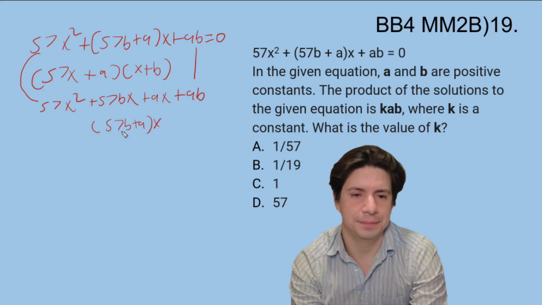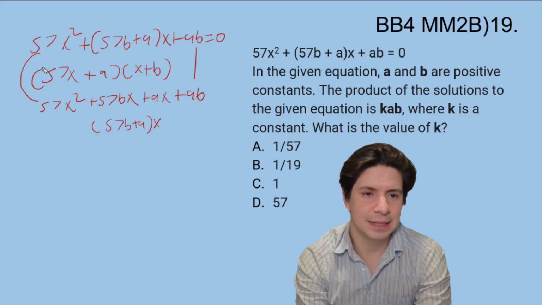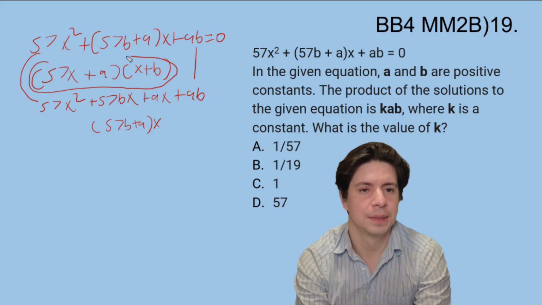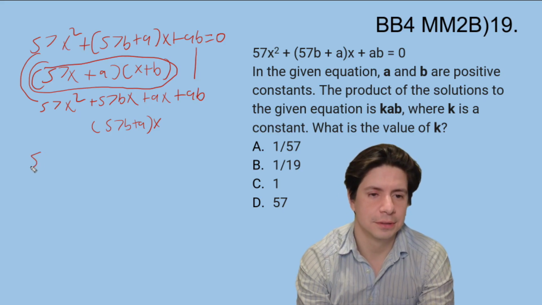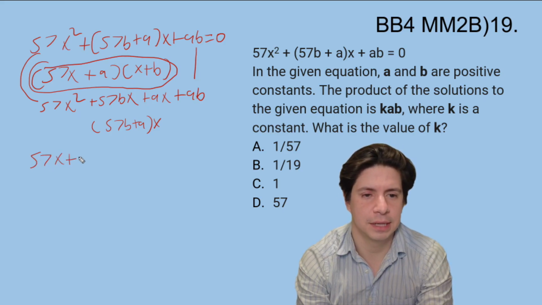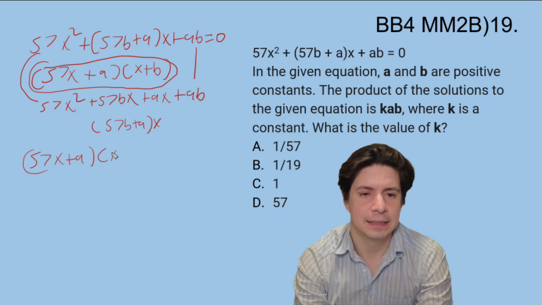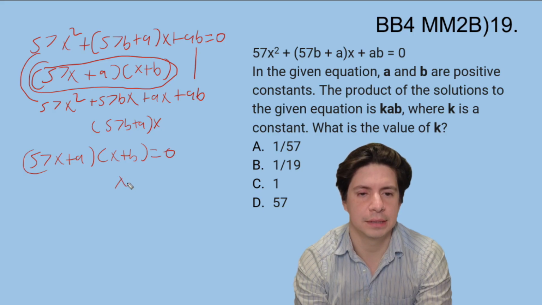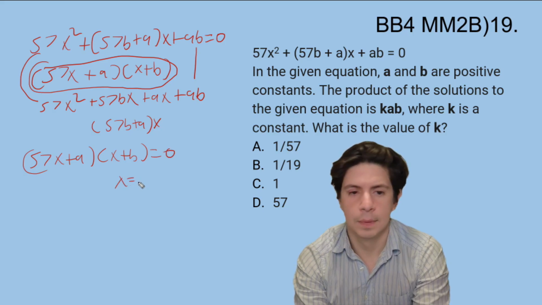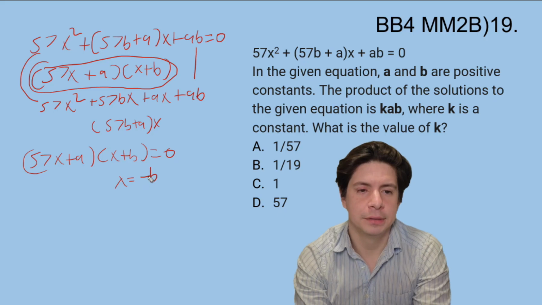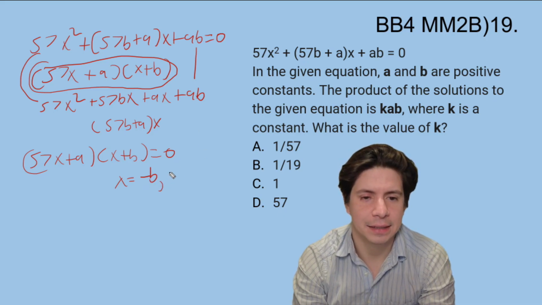Okay, so now that means that these are our factors. Now let's find the solutions. 57x plus a, x plus b equals 0. So x equals negative b and negative a over 57, right?